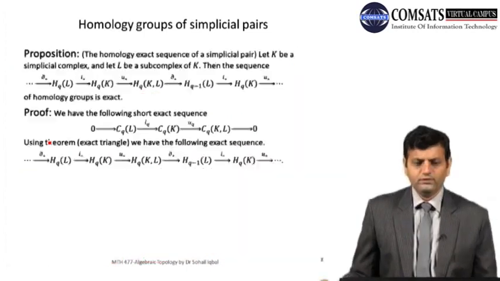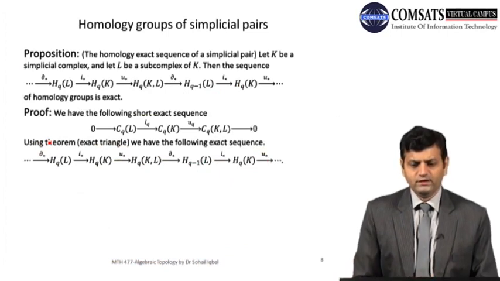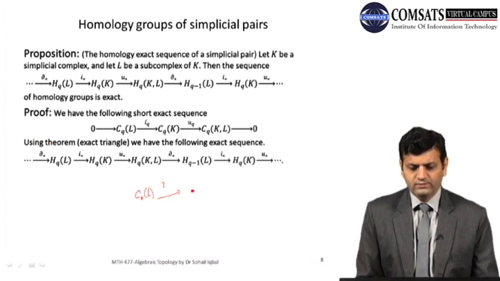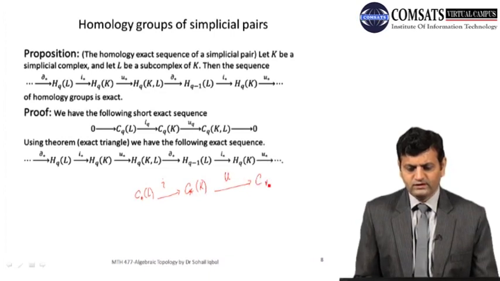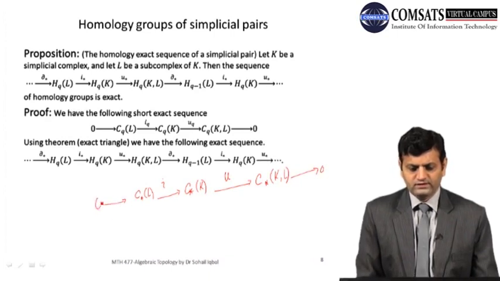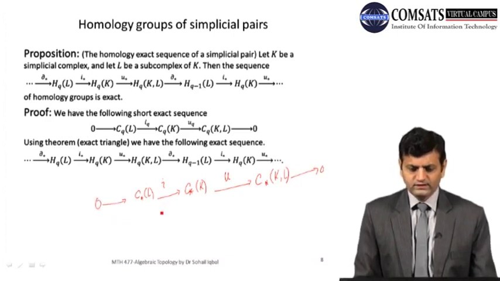Now we have already seen that if we have a short exact sequence of chain complexes, then it will give me a long sequence of homology groups. So we have proved that this C star L with this I map, and C star K with this U map goes to C star KL. So this is a short exact sequence, and from this short exact sequence we can define this sequence of homology groups.